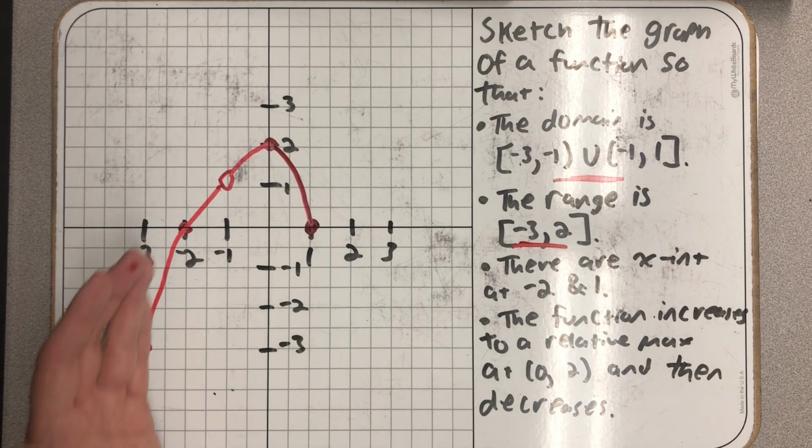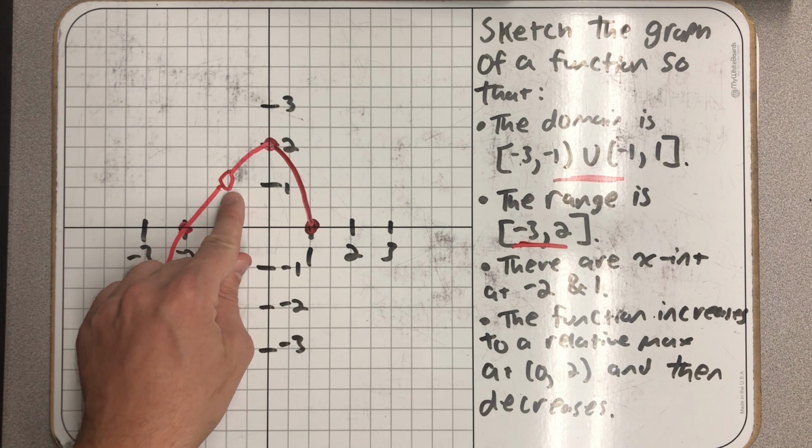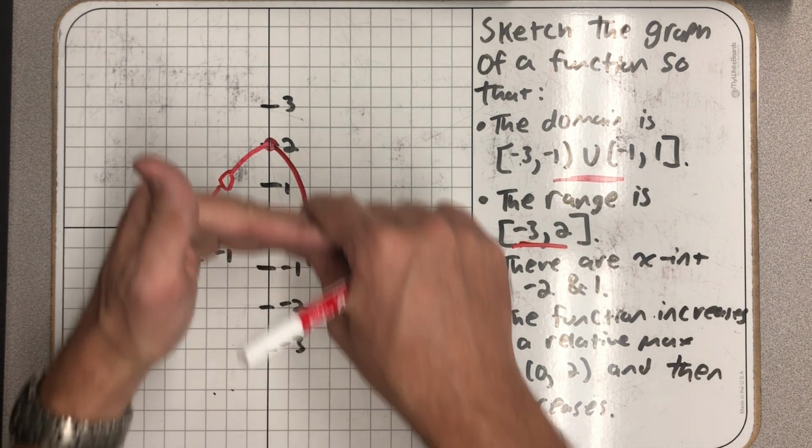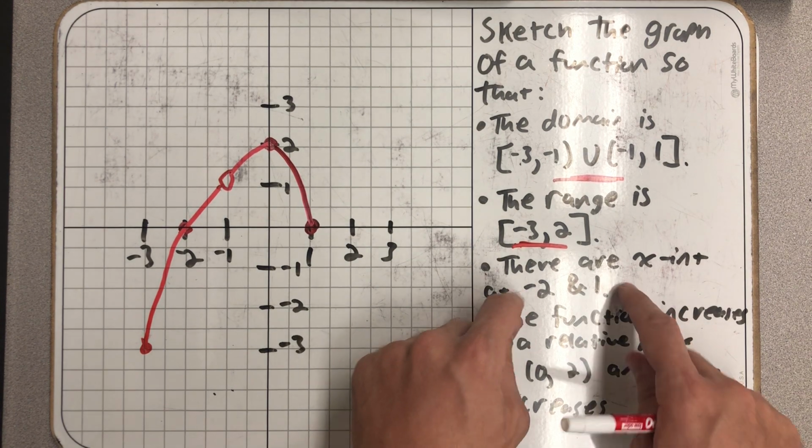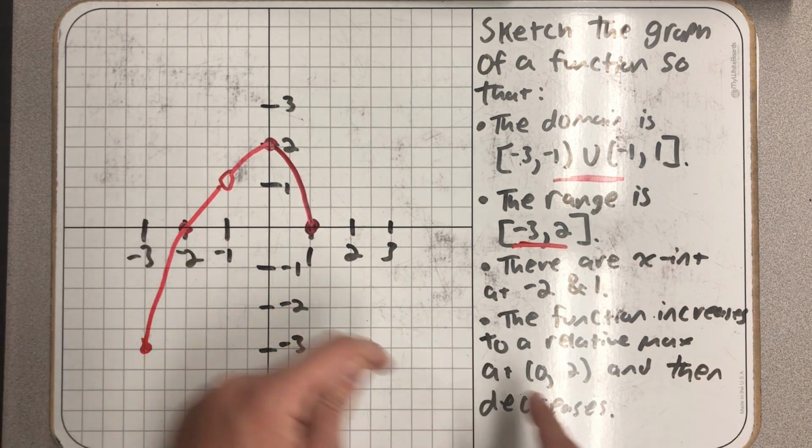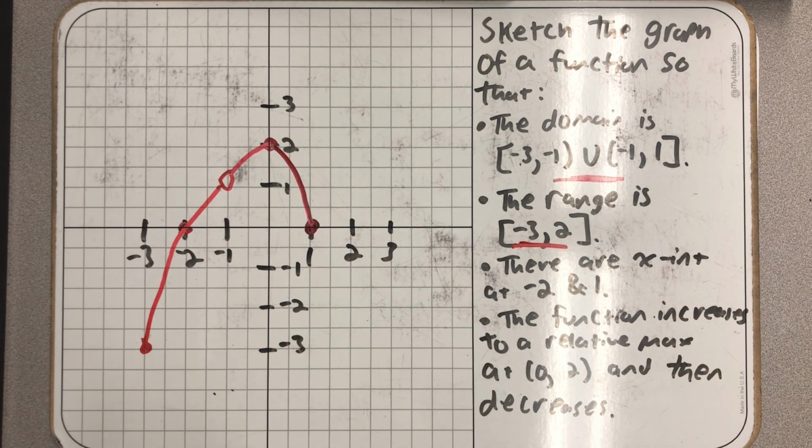My function increases from 0 to 2. I've left out a point at -1. The range is from -3 to +2. I have x-intercepts at -2 and +1, and I have that relative maximum at 0, 2. This is not the only function that you could draw that satisfies these requirements, but it is an example of one.